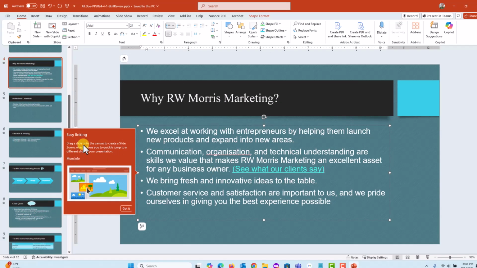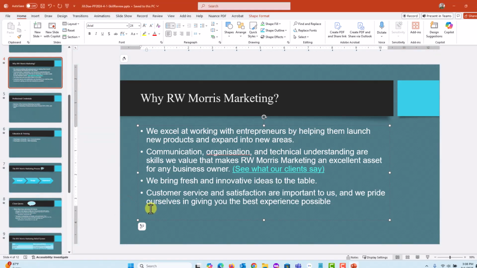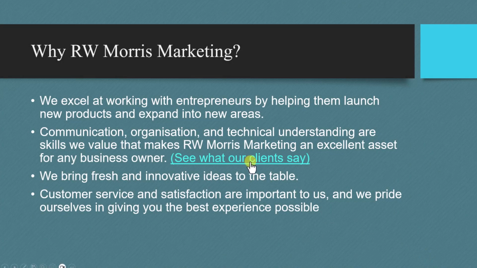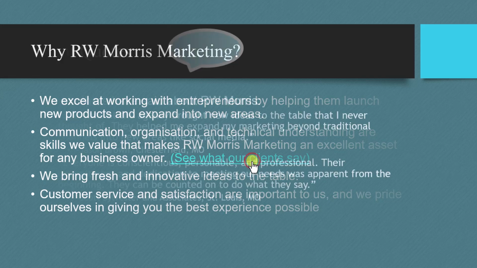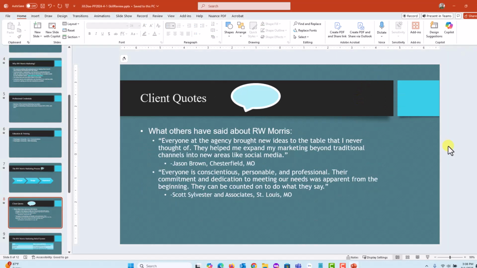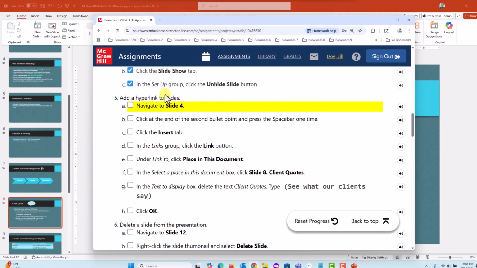Oops, I'm getting a little navigation here. It says easy linking, drag a slide onto the canvas to create a slide zoom. Well, I'm going to click, got it. So let's stay on task here. We've got our hyperlink. We could test that hyperlink. Why don't we save? We haven't saved yet. Save that. Go into slideshow view. And maybe we can click, see what our clients say. And sure enough, it took us to that slide. Let's cancel or exit our show, and let's go back to the instructions.